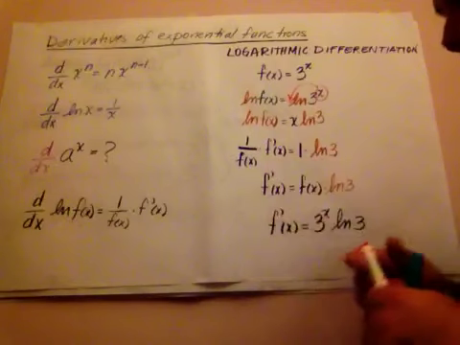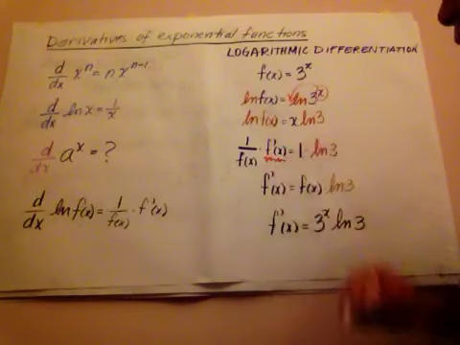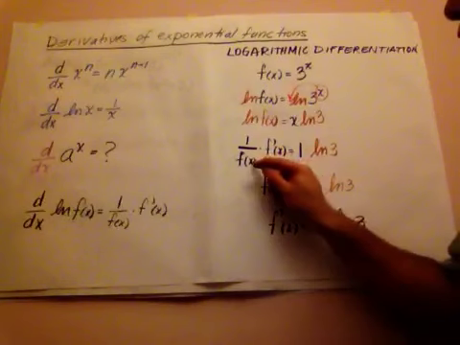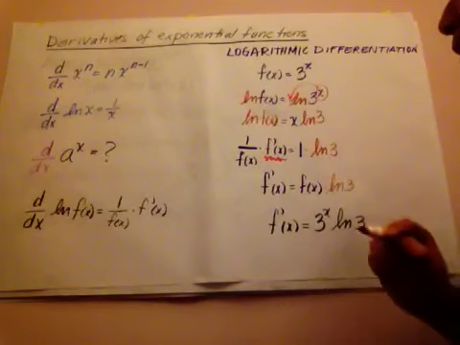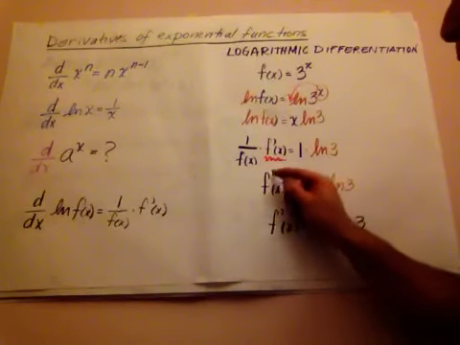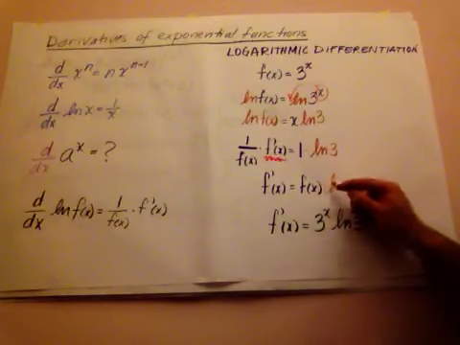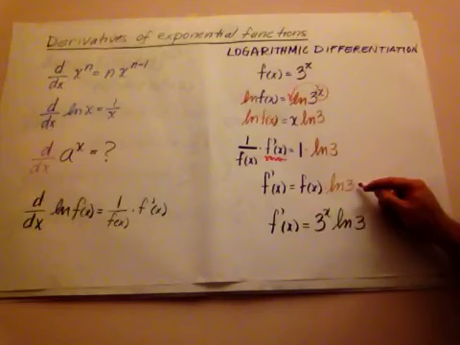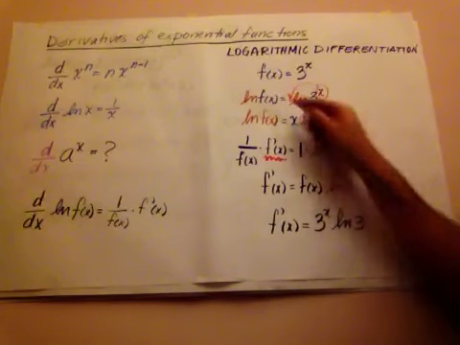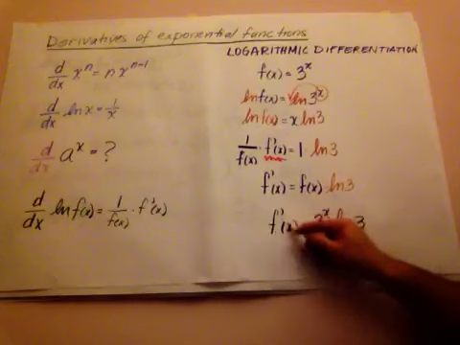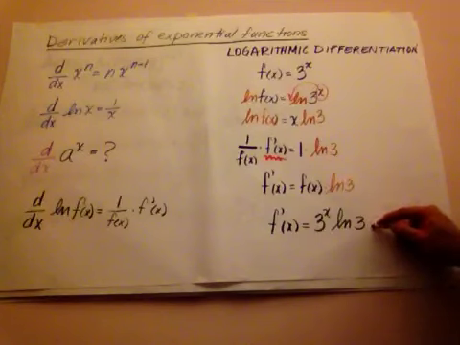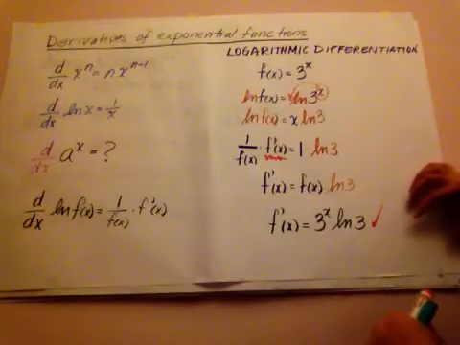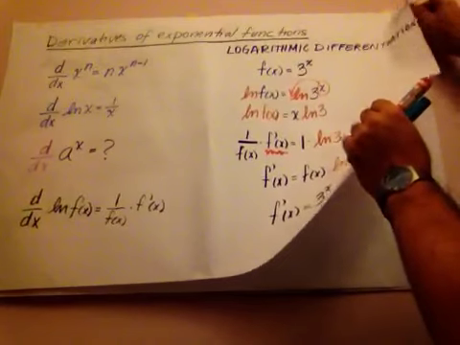Okay, but what we want is to leave f prime of x by itself. Well, very easy. f of x is dividing here. We multiply times f of x on both sides. And so we get f prime of x equals f of x times the natural logarithm of 3. But f of x is 3 to the x. So f prime of x is 3 to the power of x times the natural logarithm of 3. And that's our answer. Now let's see another example.